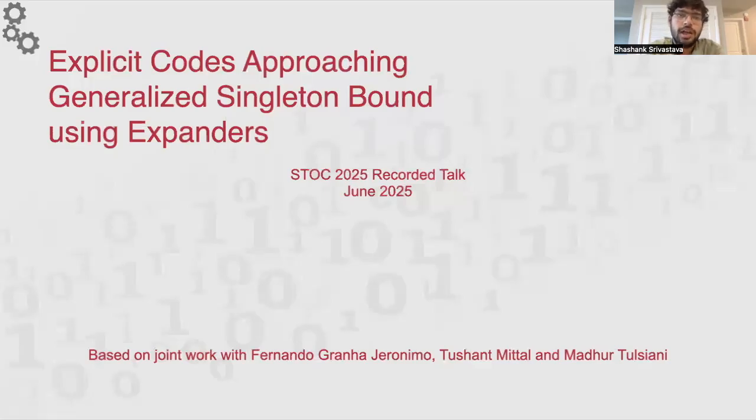Hello everyone. I'll be talking about this new work on list decoding of codes. We'll be constructing new explicit codes approaching the generalized Singleton bound using expanders. This is all based on joint work with Fernando Granha Jeronimo, Tushant Mittal, and Madhur Tulsiani.